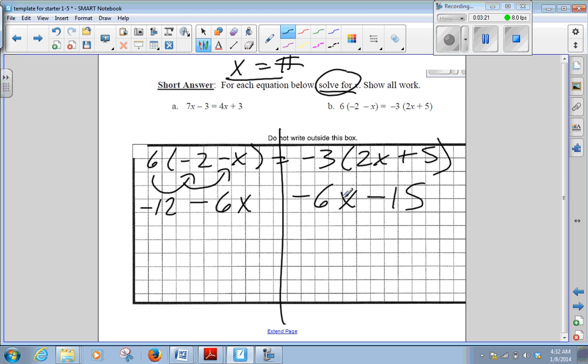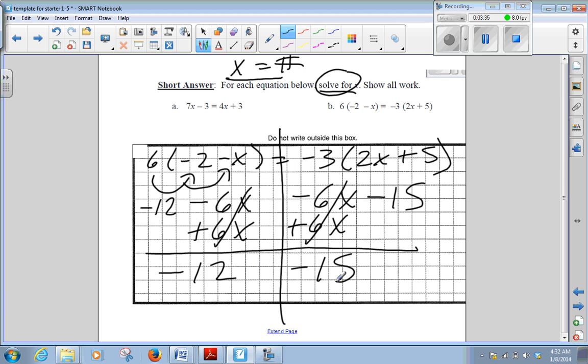But just to prove it, let me get rid of this minus 6x with a plus 6x. It's going to cancel. That's going to cancel. So that's going to leave you with a negative 12 over here and a negative 15 over there. So that's your other sign that when you just end up with two numbers on either side that aren't the same, that is no solution.